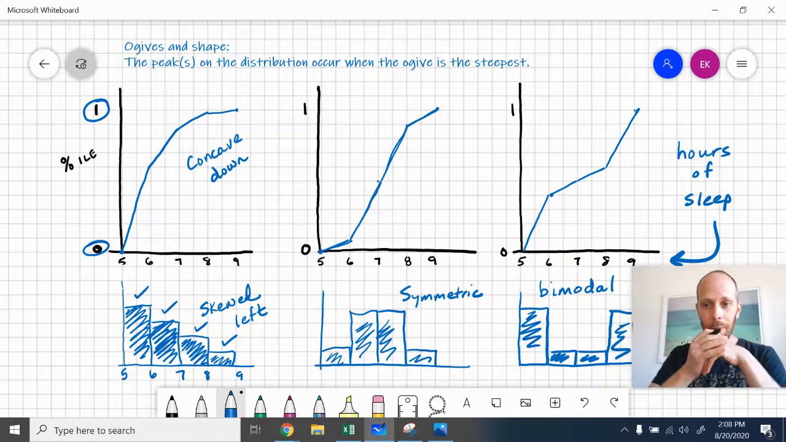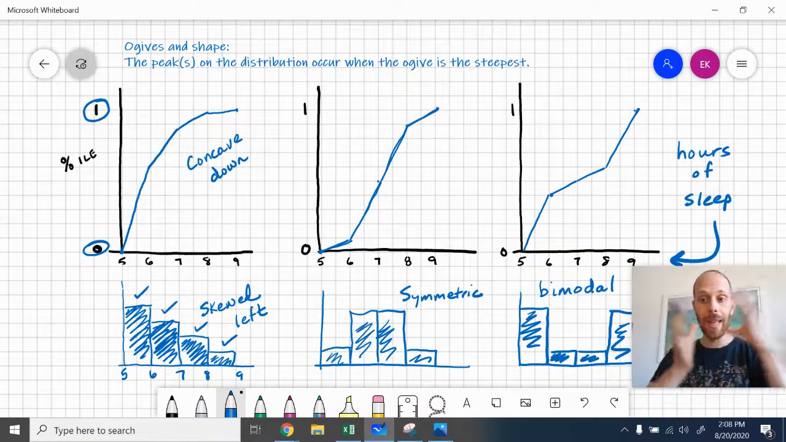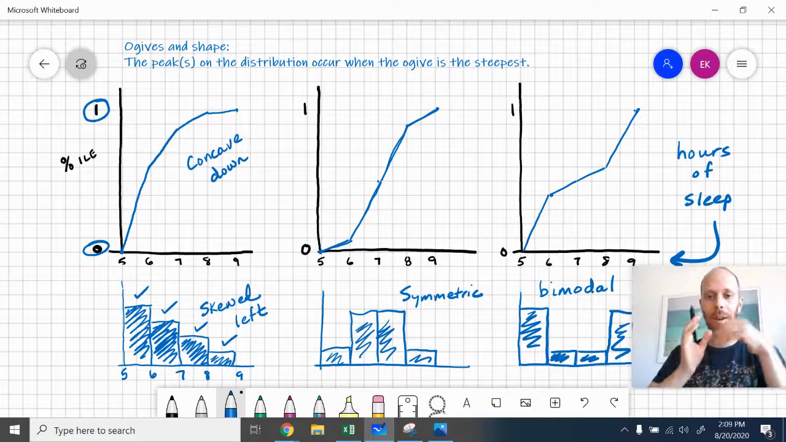All right, so there it is, ladies and gentlemen. You know what an ogive is, you know how to read an ogive, and you know how to relate the ogive to the shape of the distribution.